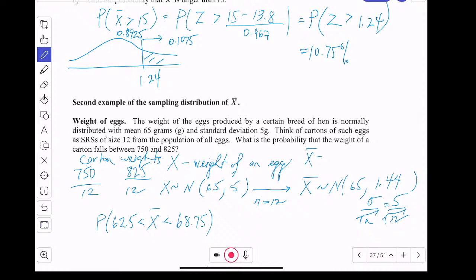Okay, because X bar is the average weight of an egg in a carton of 12. So you've got to be careful that you're answering the question in terms of the right variable. If you use 750 and 825, that's about the whole carton, but you don't have information on the carton weights. You have information on the average weight of an egg in the carton. So you have to adjust the question to match your distribution.